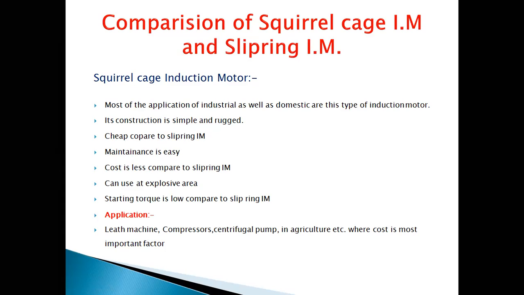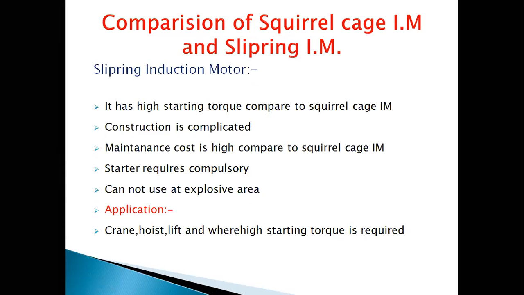We can use squirrel cage in the agriculture where cost is the important factor and where you will need the low cost. Now we can see about the slip ring. As we are saying, advantage of the slip ring because it is giving higher starting torque. So where we will need the higher starting torque at that places we can use the slip ring induction motor because it is having the torque value which will be high as compared to the squirrel cage induction motor.